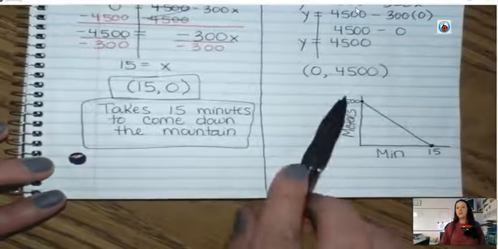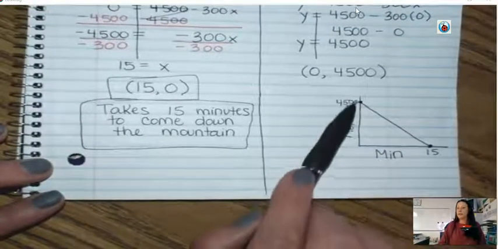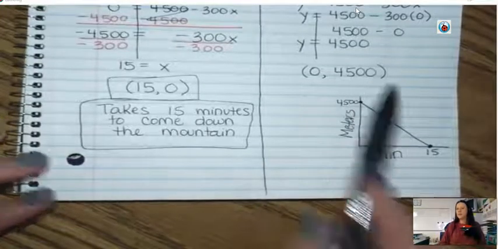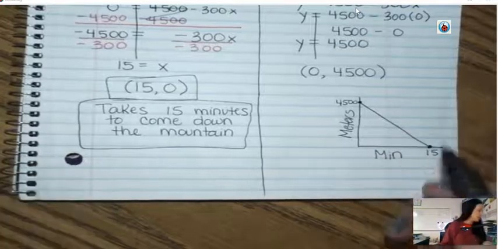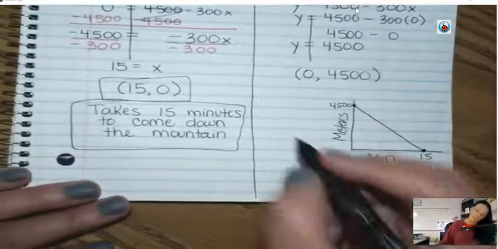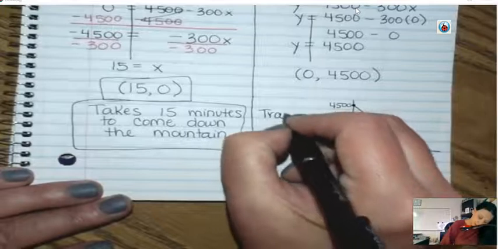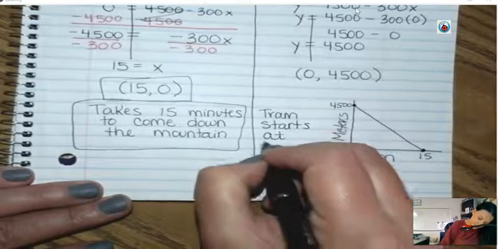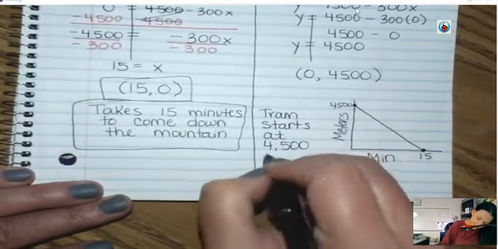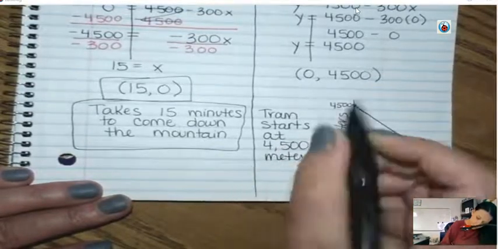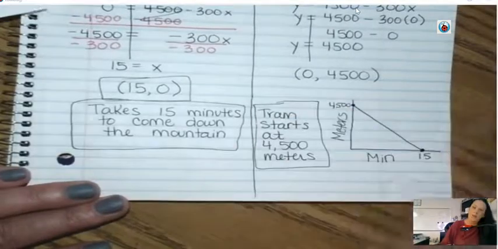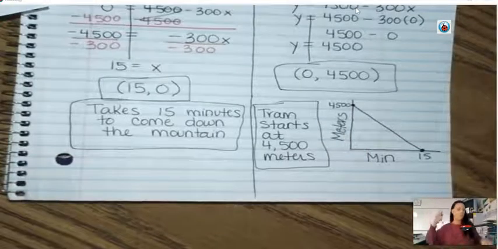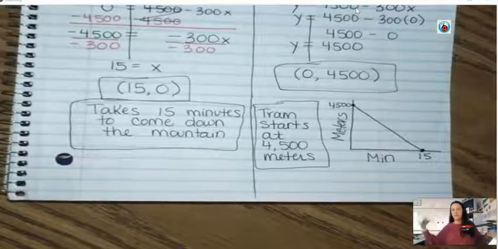Then we have to do another sentence for what this y-intercept means. At 0 minutes, you're 4,500 meters up. So it's just something along the lines of the tram starts at 4,500 meters, because that's the height of the mountain. So you're going to be at the top of the mountain, which is 4,500 meters, before you start your descent of coming down.